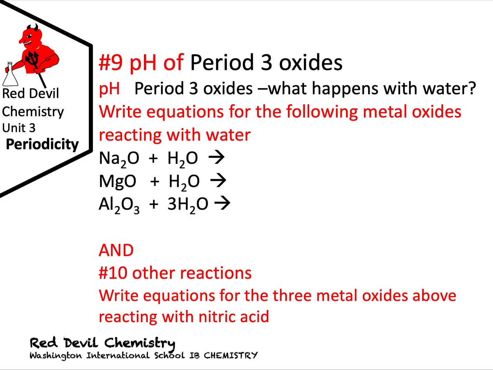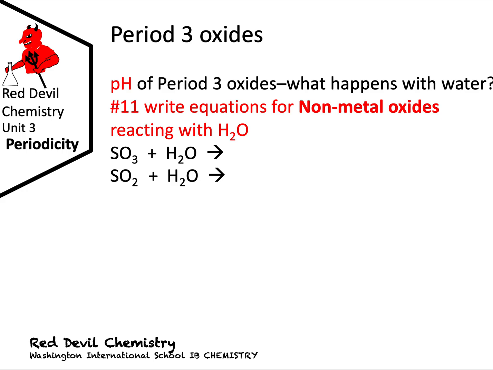So whilst you've predicted, write 3 equations here for the metal oxides reacting with water, and what are their products. So what names do they have, and what do you expect the pH of those products to be, to confirm what you've already written. And for sodium oxide, magnesium oxide, aluminum oxide, and number 10, write equations for those metal oxides reacting with nitric acid. So again, another pause here to work through it.